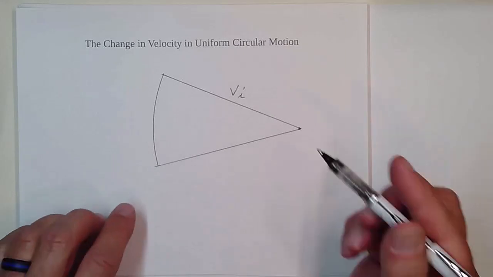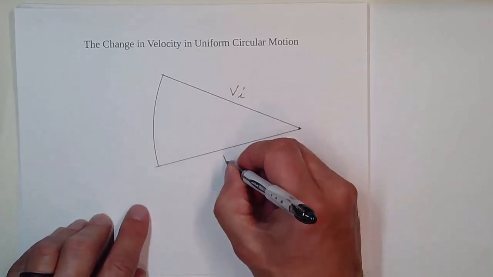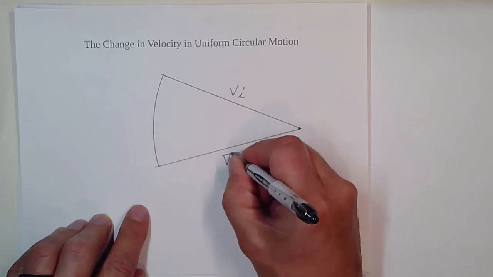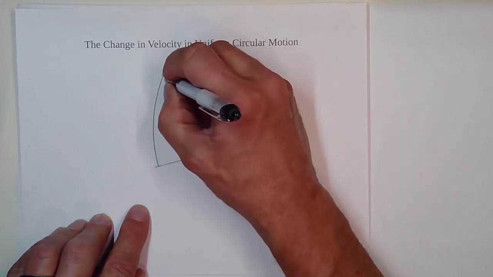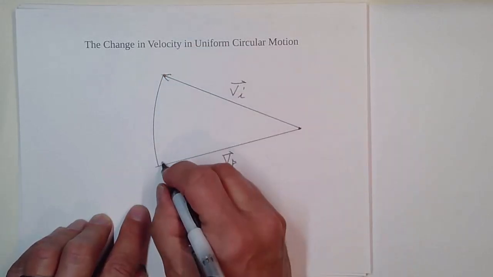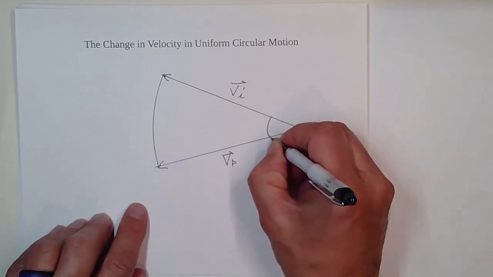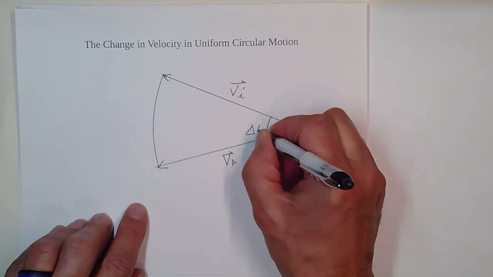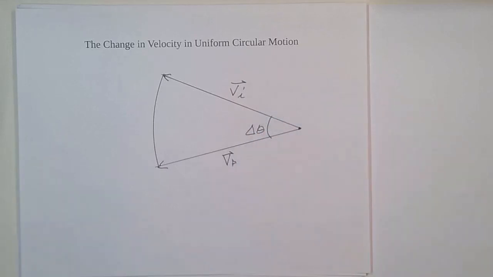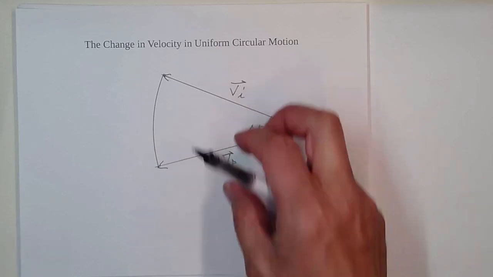Here we have the two vectors. This is V initial, this will be V final, and I'm going to put arrows on the end of them because they're vectors. This is going to be the same angle delta theta that was between the two radius vectors pointing to those points on the circle. But now I'm looking at velocities.